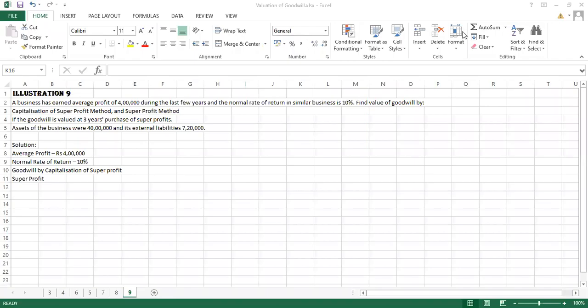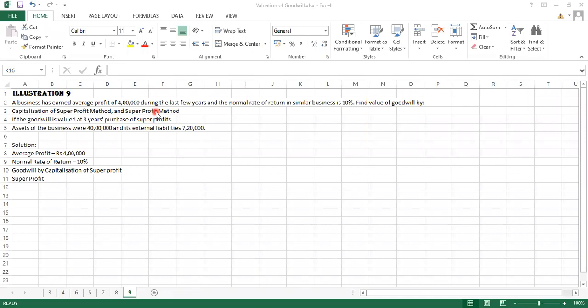A business has earned an average profit of rupees 4 lakh during the last few years. So the average profit has been given to us directly, and they are saying that the average profit is 4 lakh rupees. And the normal rate of return in a similar business is 10%. So this is the NRR which has been given to us. So NRR is 10%.